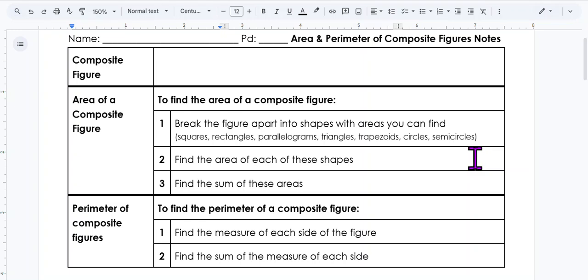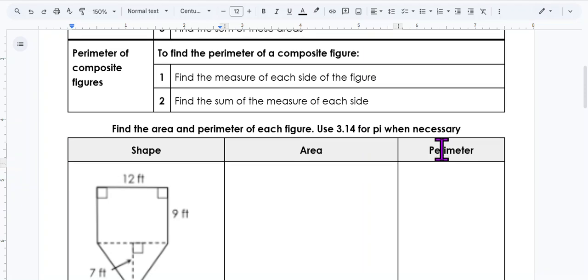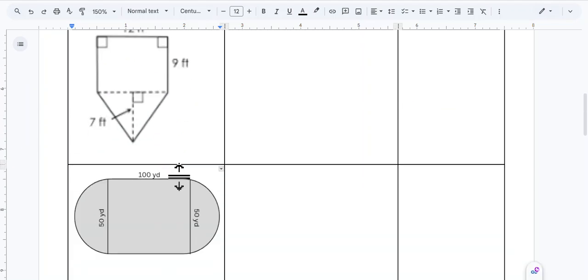Hello! Today we're going to learn about composite figures. A composite figure is just a shape that is made up of multiple shapes. They're kind of like pushed together to make one shape. You'll see some examples: this is a composite figure, this is a composite figure. It's just two or more shapes that are pushed together to make one shape.